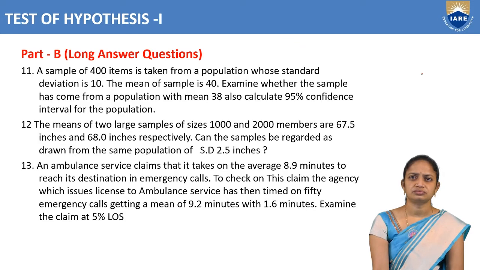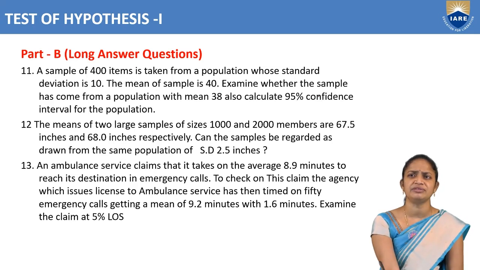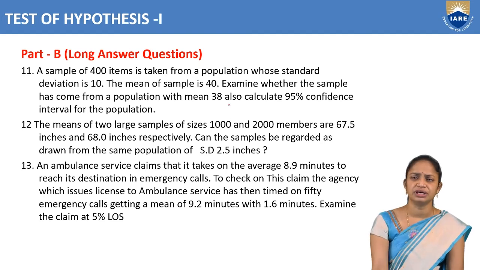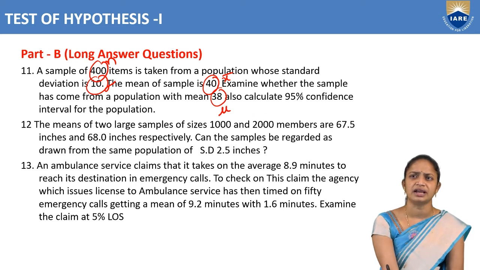Now coming to the next question, a sample of 400 items is taken from a population whose standard deviation is 10. The mean of the sample is 40. Examine whether the sample has come from the population with mean 38. Also calculate the 95% confidence interval for the population. So here small n equal to 400, the population standard deviation is sigma, the mean of the sample is x bar equal to 40, and we examine whether the sample came from the population with mean mu equal to 38, at 95%.